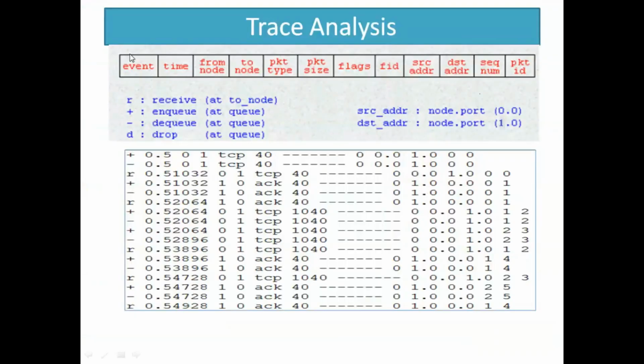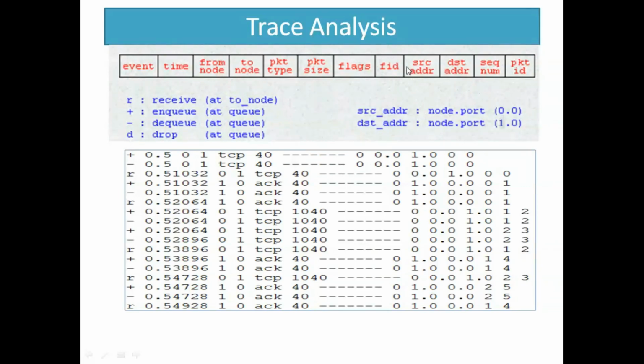So the first column represents the event, whether it is received, whether it is enqueue, whether dequeue, whether dropped. The event is indicated by the first column. Next, the second column indicates time. Then the from node. Here the from node is 0, to node is 1, because the sender node is 0, the receiver node is 1. Then the type here is TCP. Then the size of the packet. Since we have not set any flags, it is showing dashes. We have not set any FID.